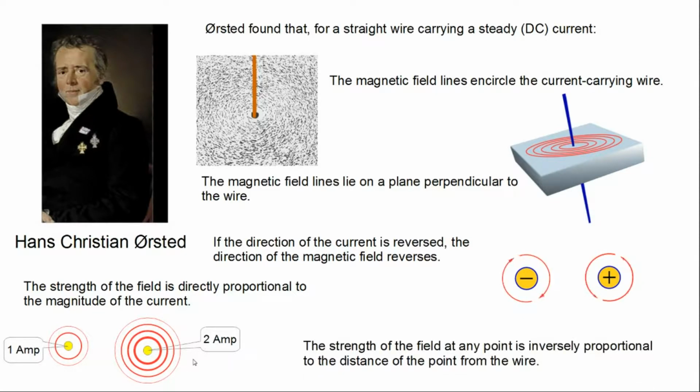And then the last thing that he discovered is the closer you got to the wire, the stronger the magnetic field. So this illustration does a good job of showing this ring that is closer to the conductor is fatter, showing that the magnetic force there is stronger than it is out here on the perimeter, where you're on the outskirts of where the magnetic field exists. It's going to be weaker in that location.